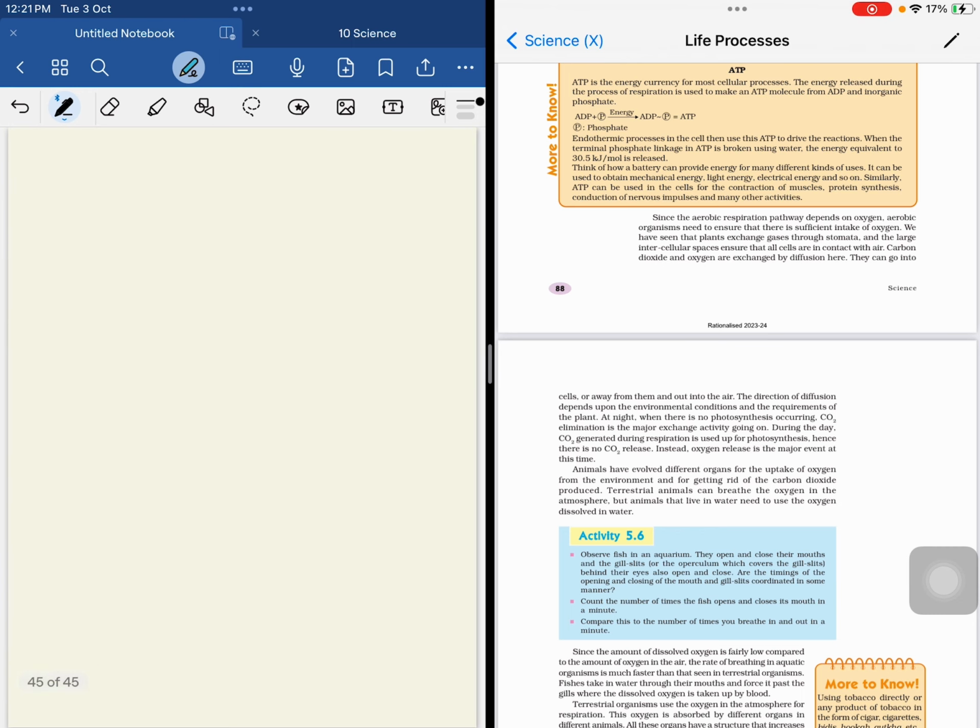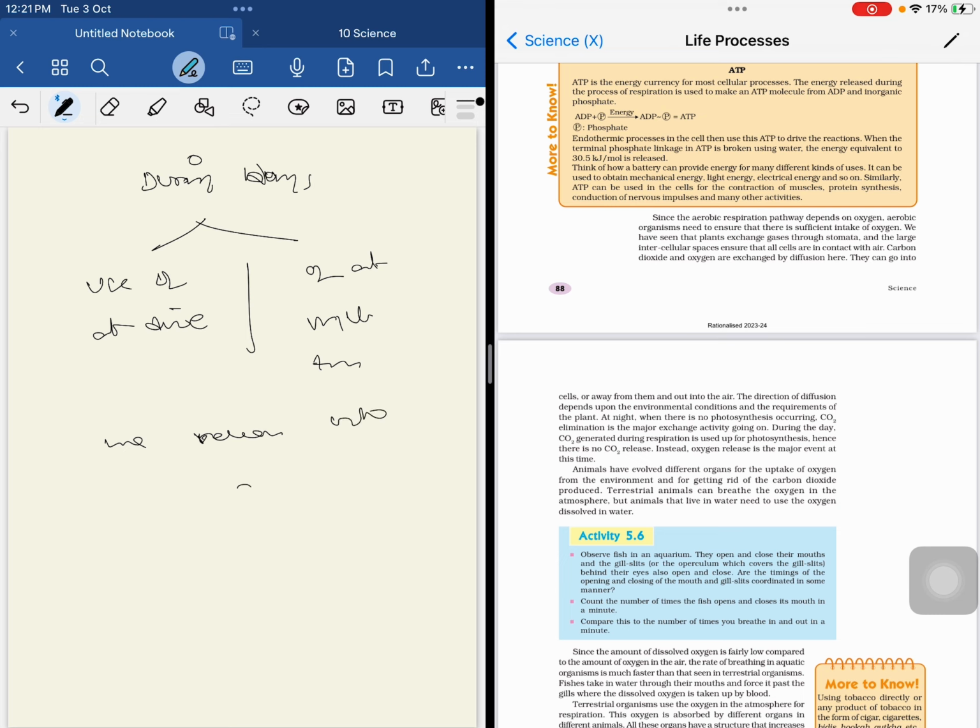In human beings, we use oxygen at daytime and also at night time, and we release carbon dioxide into the environment. In plants, the exchange of carbon dioxide or oxygen with the environment takes place via a process called diffusion.